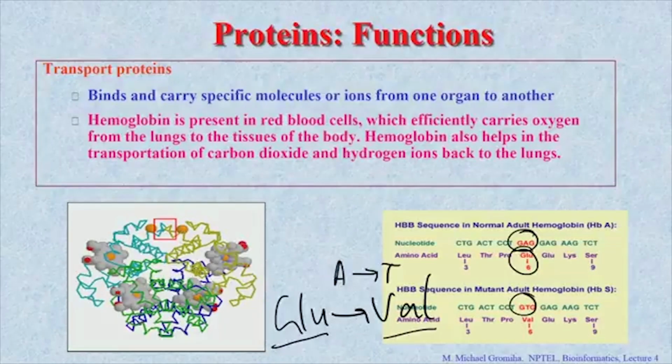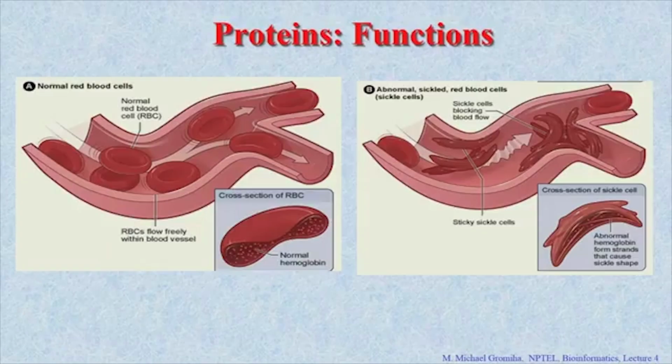So if you mutate glutamic acid to valine, what will happen? You change the environment, so now they form a hydrophobic environment. Because of this, the valine residue tries to interact with other hydrophobic residues in the other chain, in their hydrophobic pocket. Because it is not able to have the proper interaction, it tends to form fibrils, right. Because of these fibrils, they change the shape from the regular one into a sickle.